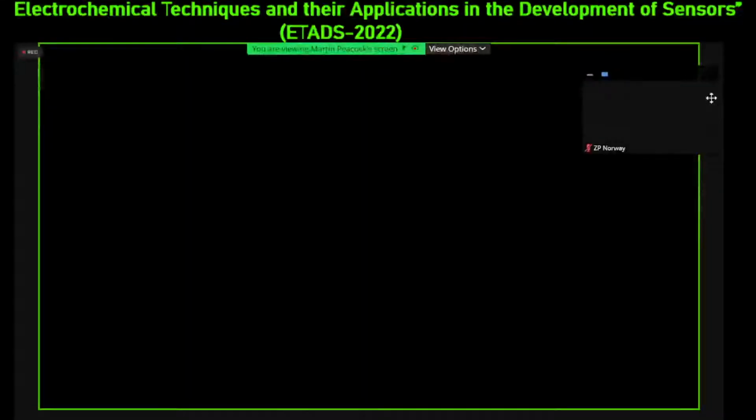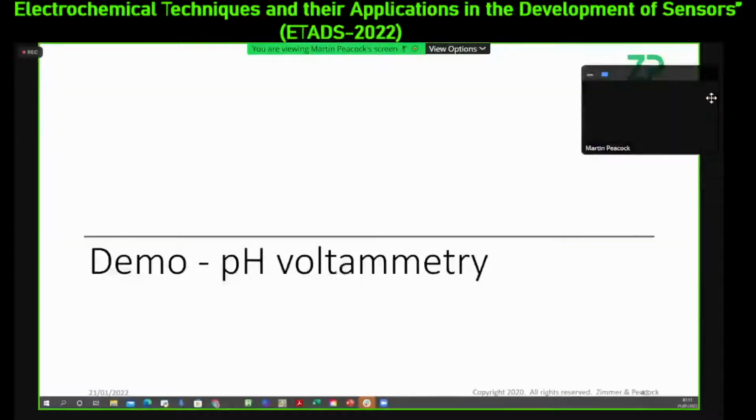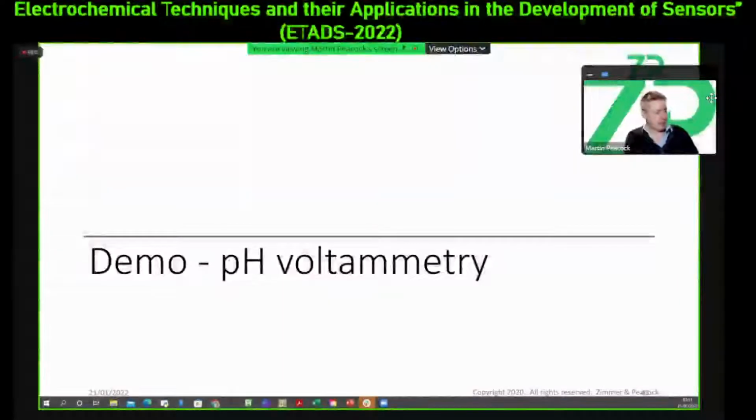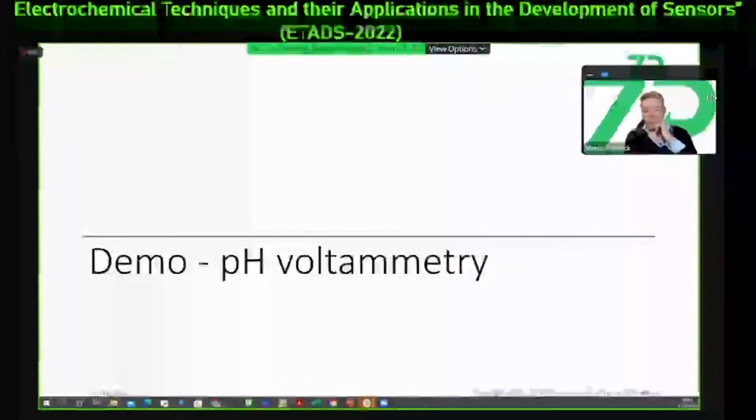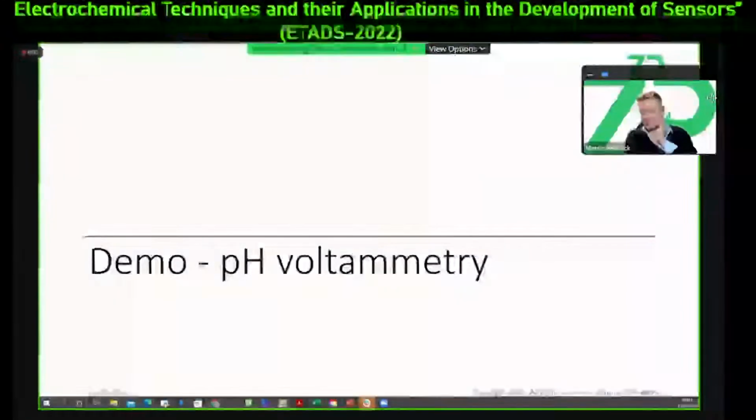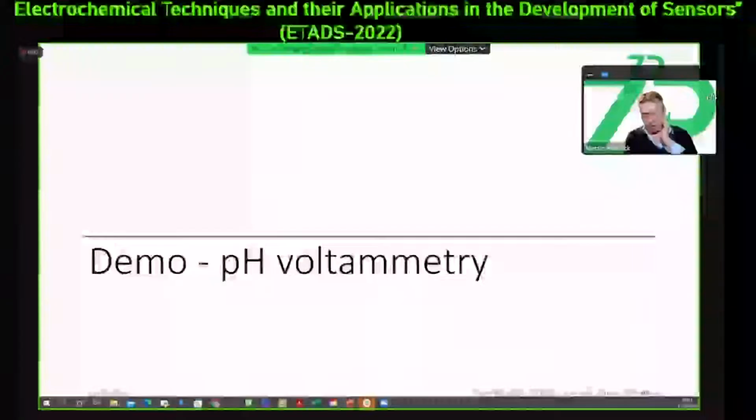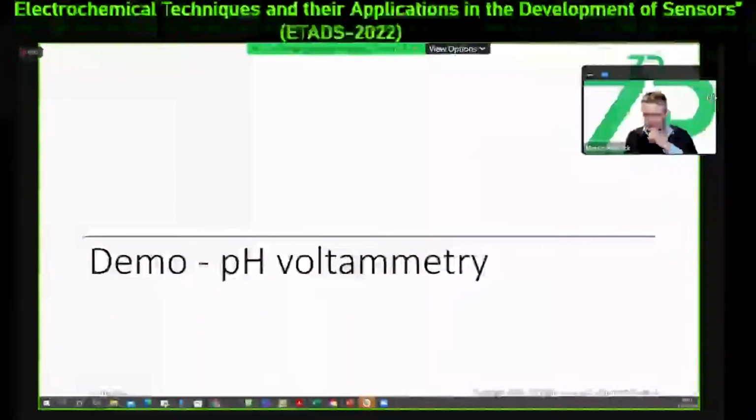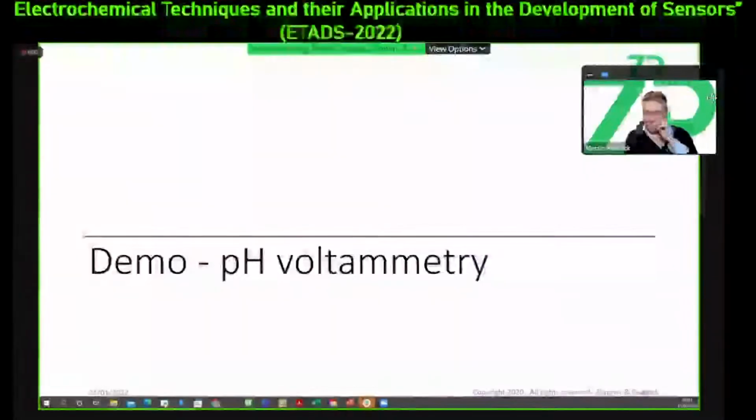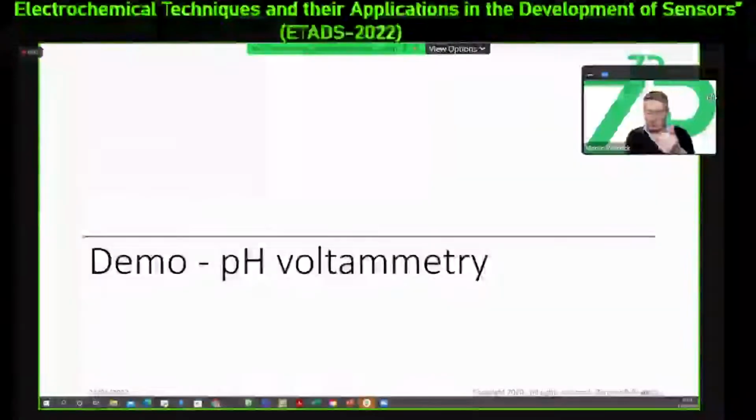What I will do then is I will share my screen again. And so far this morning, we've introduced Zimmer and Peacock. We said that we make a lot of screen printed electrodes, and we also make the potentiostats, and we make the connectors, and we have the Julie database.